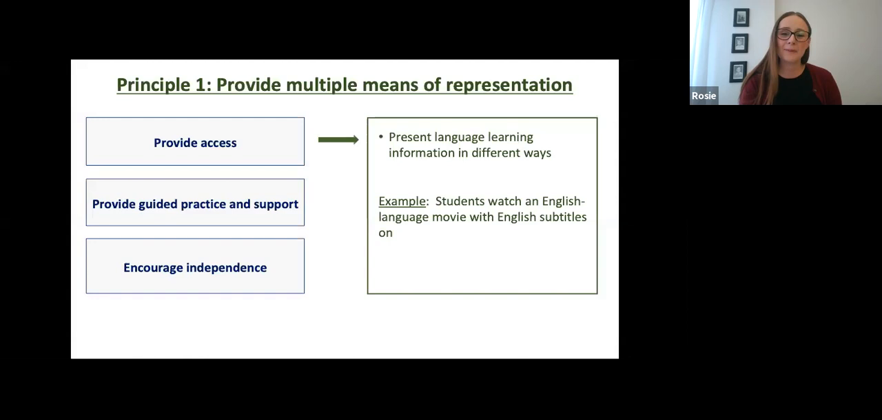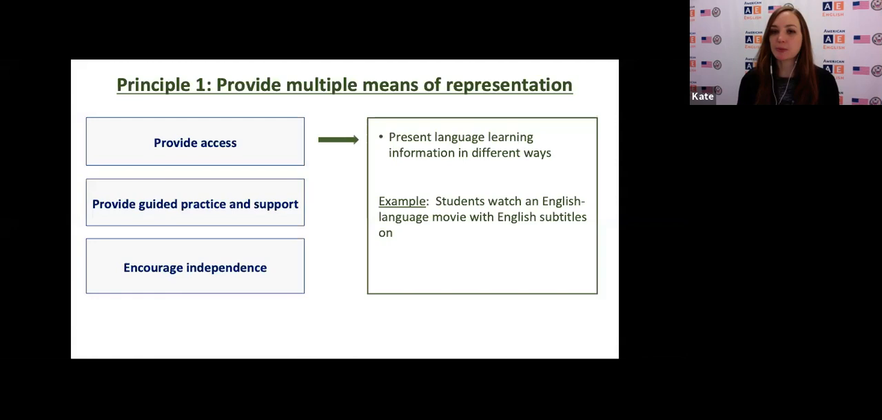So this example is, we could watch an English language movie or an English language clip of some sort, a YouTube video, a short video, with English subtitles on, so that students are getting two types of input. They're able to listen and read at the same time. So maybe they have a hard time understanding some of the pronunciation of the speaker, or the speaker speaking very fast, like I can sometimes. How can they also have another way to understand it? That makes sense. So with our first principle, everybody, we have to think about how we're presenting the information to our students.